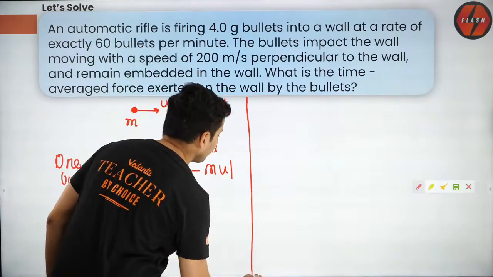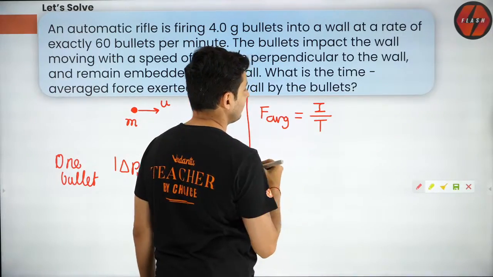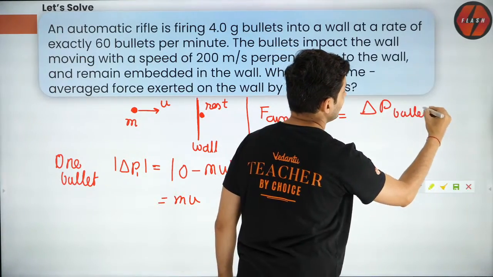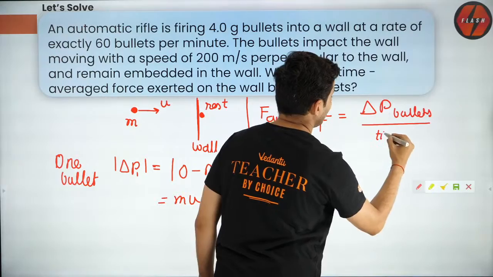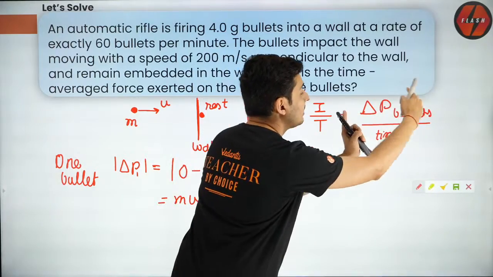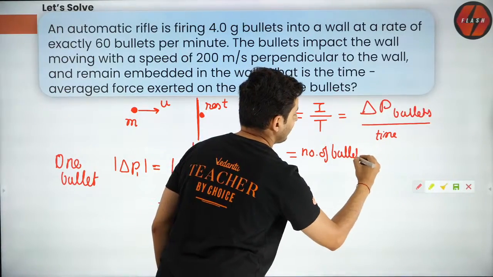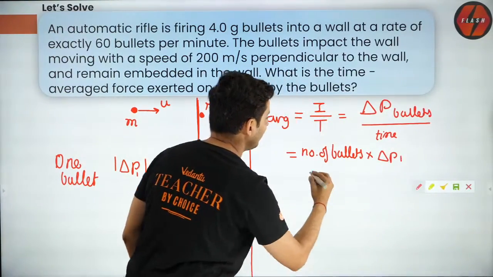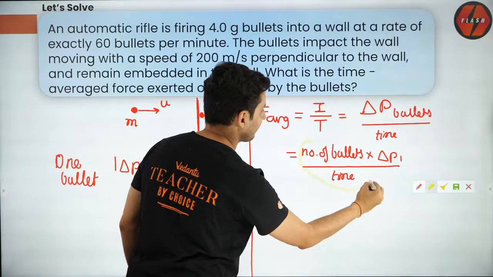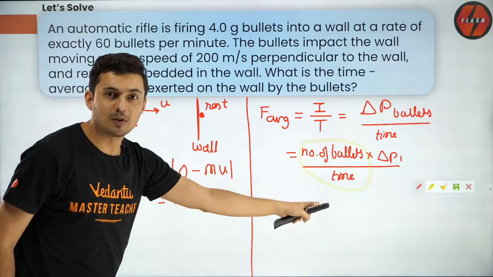Now if I want the average force, what did I say? It is just impulse divided by the time. So what is the impulse? Impulse is nothing but the change in momentum of all the bullets together divided by the time for which these bullets are hitting that wall. Can I not say the change in momentum of all the bullets is the number of bullets multiplied by the change in momentum of one bullet, divided by the time? Now think about it. What is this term? This is the number of bullets which are striking per unit time.